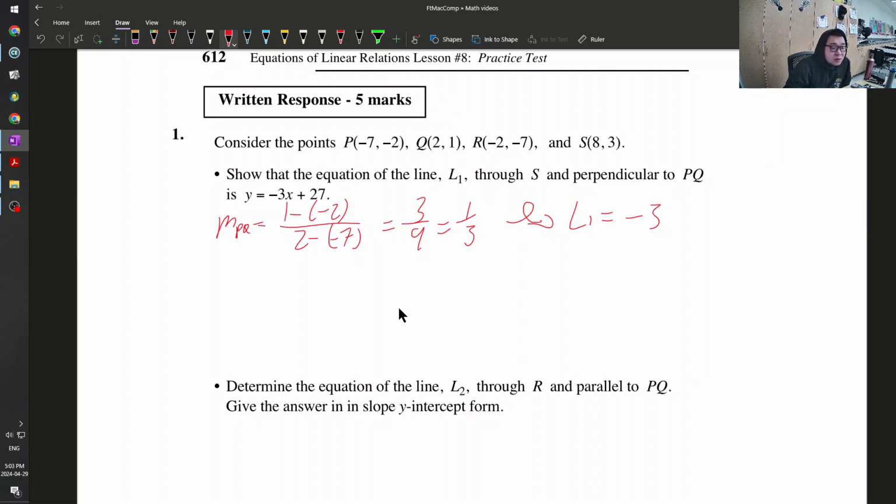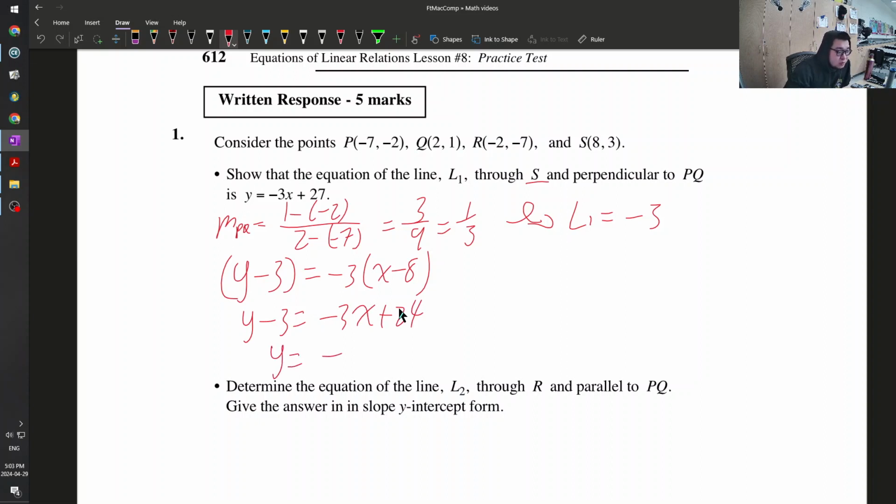Checks out. Okay, now it goes through point S, so now we can use the slope-point form: y minus y1, so y minus 3 is equal to m, negative 3, times x minus x1, x minus 8. Okay, y minus 3 is equal to, expand this, negative 3x plus 24. Add 3 to both sides, we get y is equal to negative 3x plus 27, which checks out.